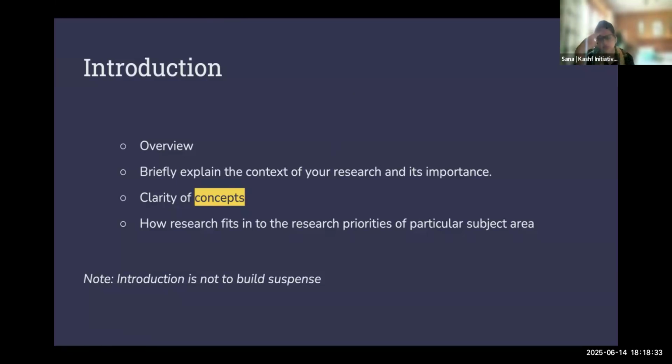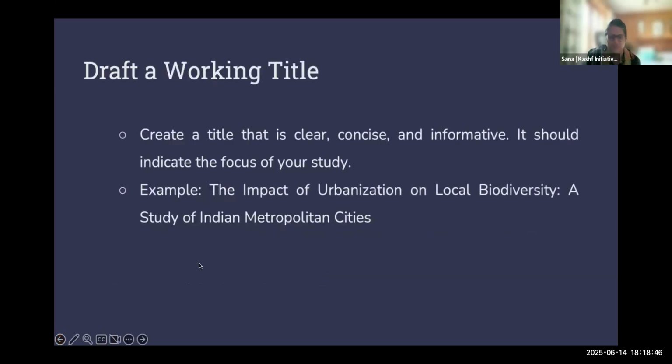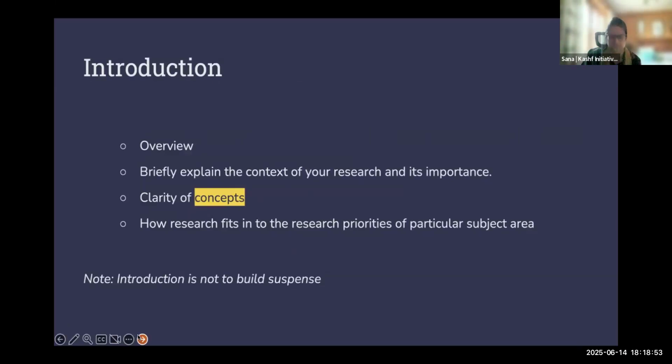And then, of course, in your introduction, you will always talk about how this research fits into the research priorities of a particular subject area. Which means if I'm studying environment, for instance with this title, how is the impact of urbanization on local biodiversity significant or relevant to my discipline, to my particular subject? If I'm studying environment, how is it important or relevant to that subject?